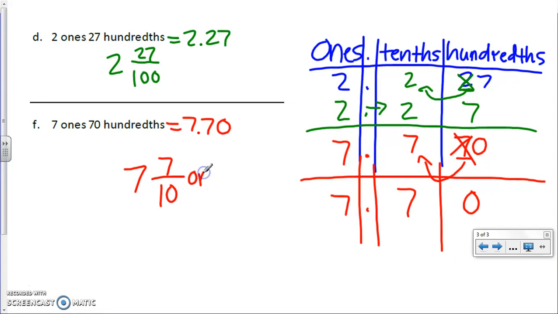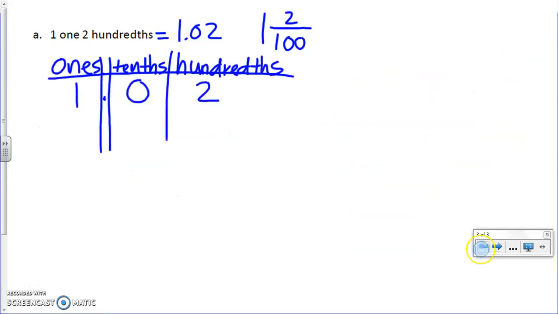Or if I really wanted, I could look at my original one where I had 70 in the hundredths, and I could write it as 7 and 70 hundredths. Either would be fine. Both of those mixed numbers are equivalent. So again, the big thing we want to keep thinking about is use a place value chart. If there is nothing in there, like we had with this one in the tenths place, just make sure you put a 0.